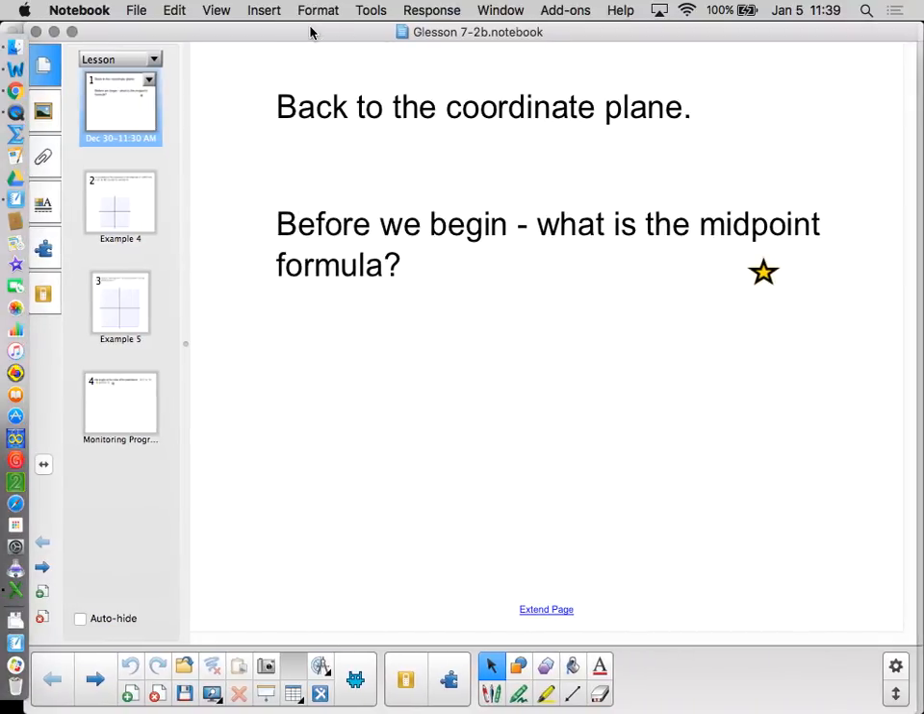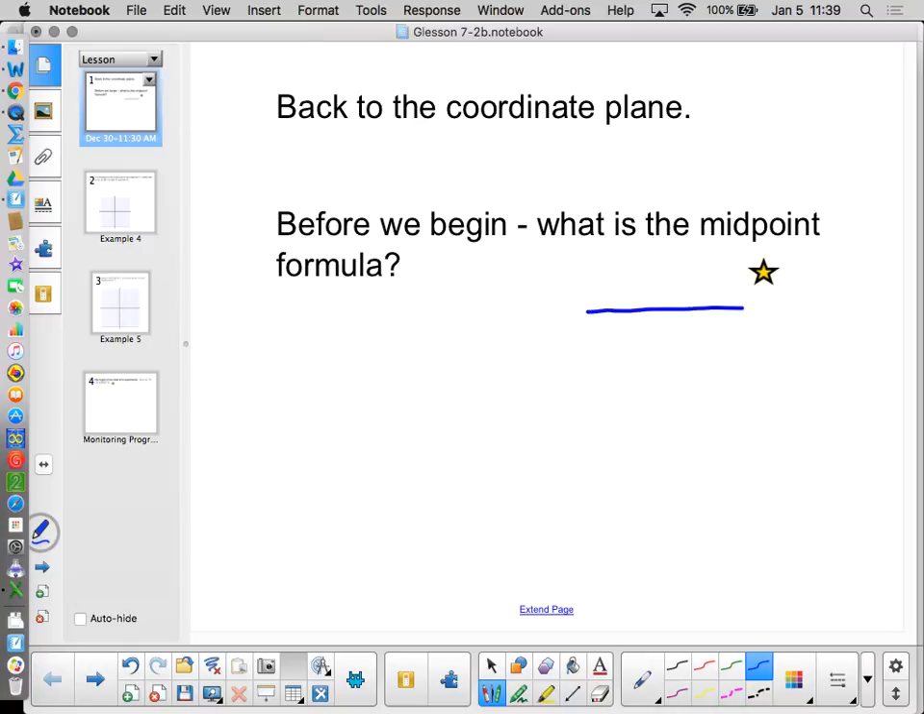So we're back in the coordinate plane for this part, which should be no surprise to anyone because we keep going back to the coordinate plane all year long. And first question of the day, what is the midpoint formula? That's your first Edpuzzle question of the day.